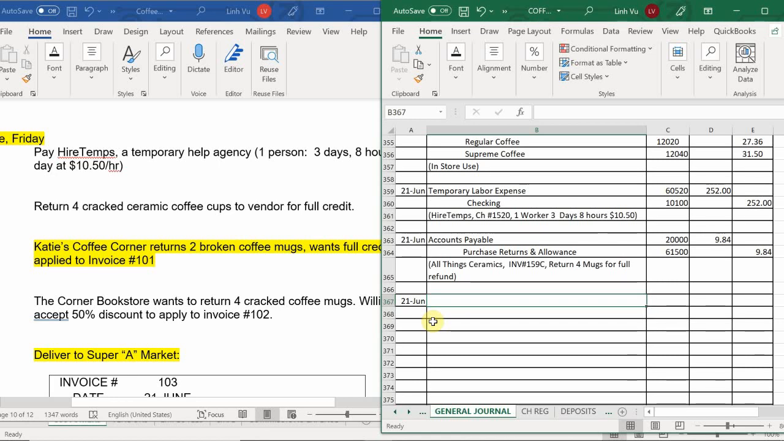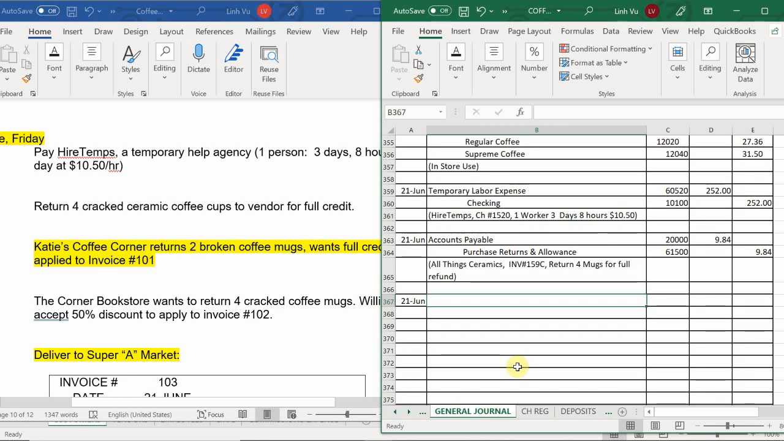Sales. Okay. We sell to the customers, right? Yes, sales return and allowance. That's correct. So in this case, we're going to be refunding to a customer for sales returns and allowances.